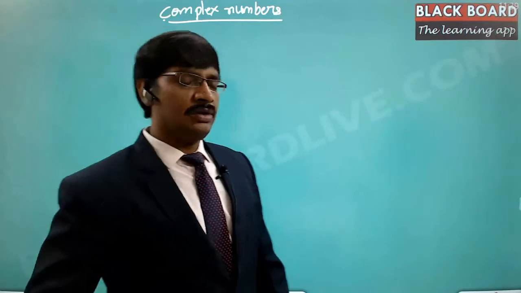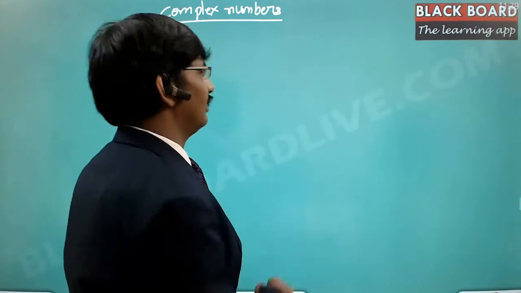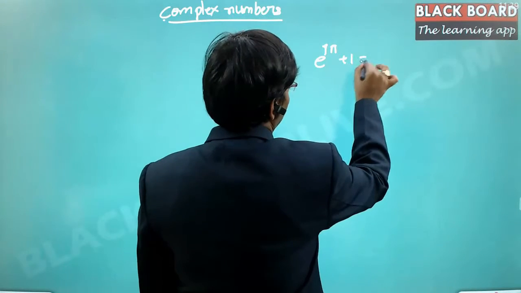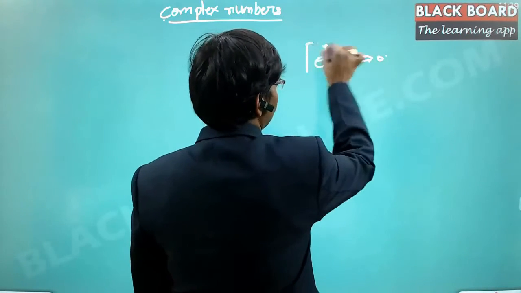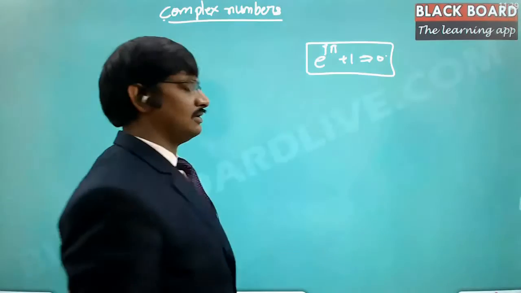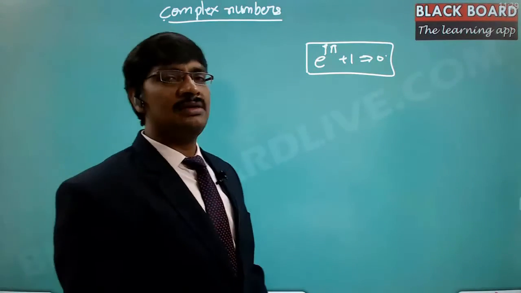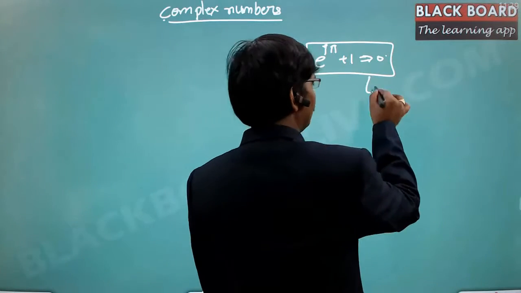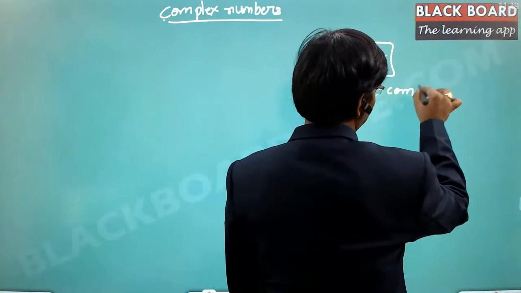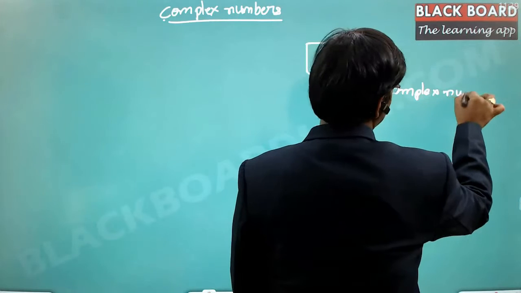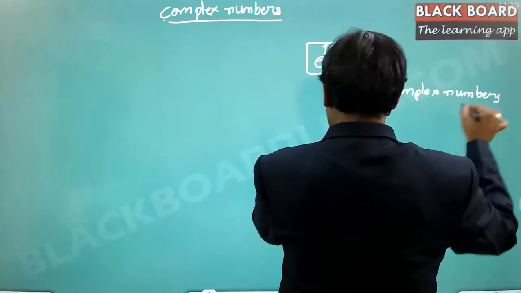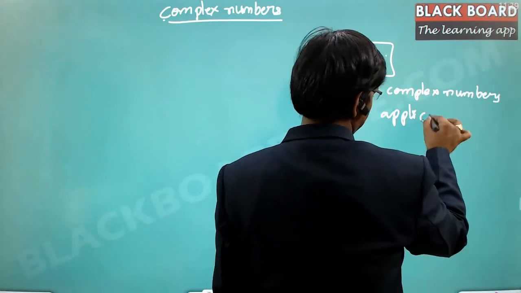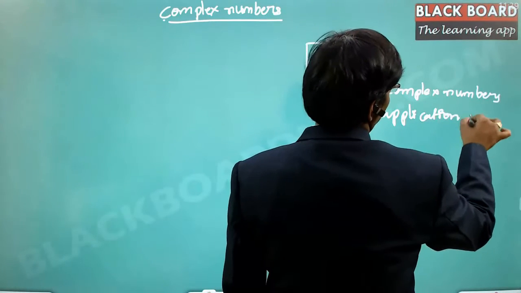Now here, if you notice, there is one great invention in mathematics, that is e power i pi plus 1 equal to 0. This is said to be one of the greatest inventions in mathematics because it changed the face of mathematics completely, especially the application of the complex numbers in fluid dynamics.